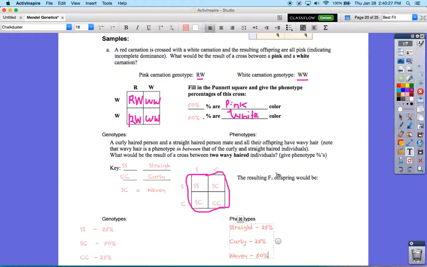Okay. More practice with incomplete dominance will come with SpongeBob. So refer back to this if you need any help on SpongeBob, but I think once you understand the regular Punnett square, incomplete dominance comes very easy. Let me know if you guys have any more questions.